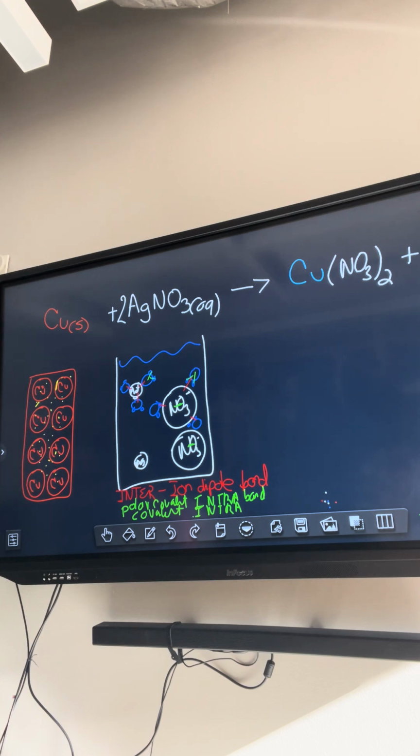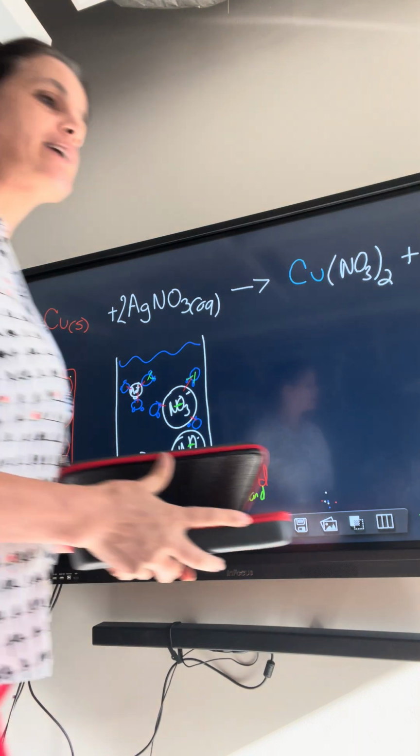Is ion dipole the only interbond? No, we talked about hydrogen bonding. It's another interbond, right? Can covalent and ionic ever be inter? They're always intra. Ionic and covalent are always intra. Where does hydrogen bonding take place? Hydrogen bonding takes place.